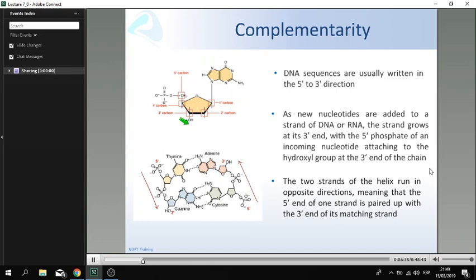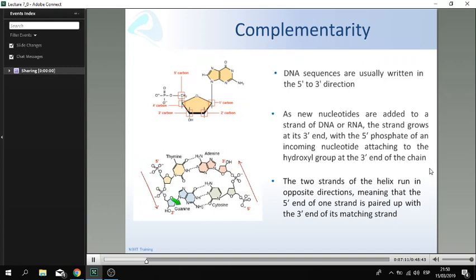We have the 3rd carbon that contains a hydroxyl group. Then we have the 4th carbon here, and then the 5th carbon contains this phosphate group. So when new nucleotides are added to a strand of DNA or RNA, the strand grows at its 3' end. So if we have a thymine here, the strand will grow at the 3' end, where the phosphate that's on carbon 5 of the incoming nucleotide, in this case guanine, will attach to the hydroxyl group that's here on the 3' end of the chain.